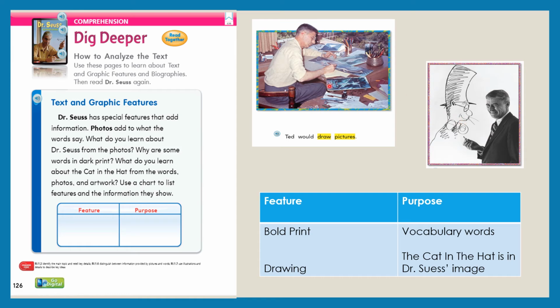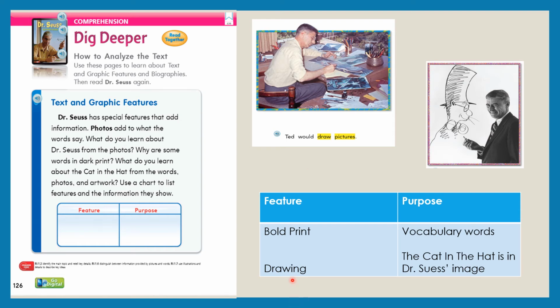Let's look at these two pictures. My first feature is bold print. What's the purpose of this bold print? Well, they're the vocabulary words. The author wants to make sure that you understand that these words are important. And if you look, you can see that Dr. Seuss is drawing pictures.